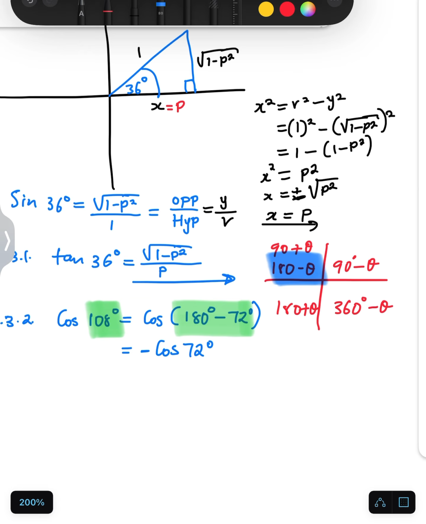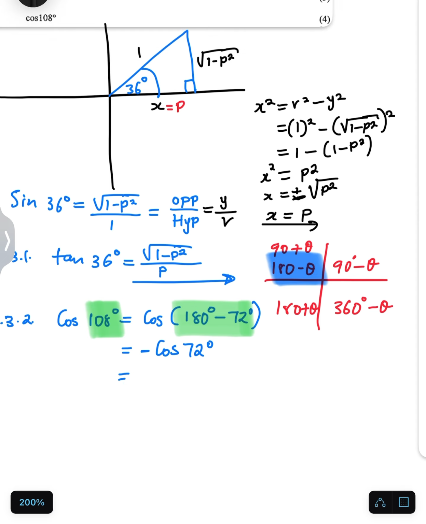All right, so that is the answer for that, but it's not there. We still need to continue with answering the question. So negative cos of 72, but we don't have 72 in our diagram. But we know that 72 is twice 36, right? So that is a double angle, so we can reduce that 72 by saying cos, and then 72 can be written as 2 times 36.